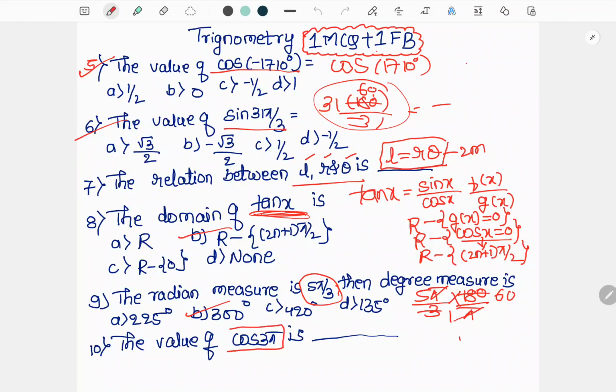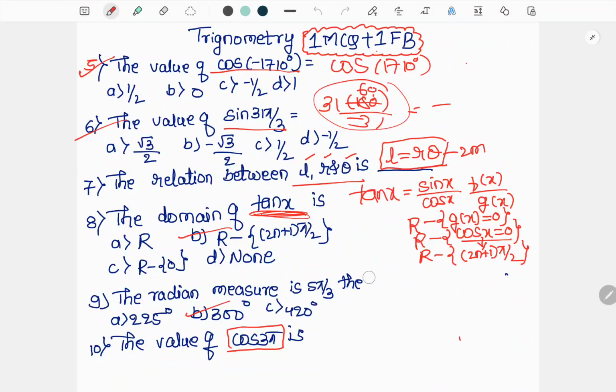What is the cos 3 pi value they are asking? See how to find it. If you want the cos 3 pi value, what we will do is cos of 3 into pi, which means 180. So cos of 540 degree. Now you know how to find the 540 degree value.